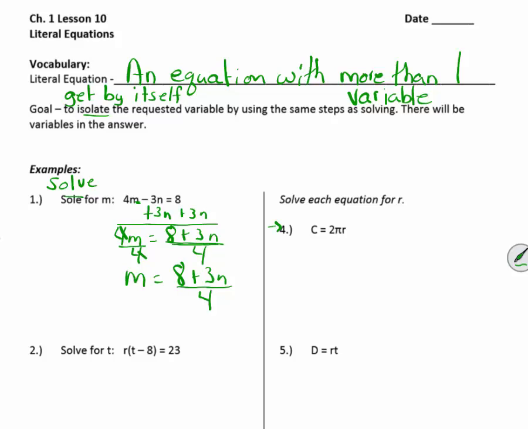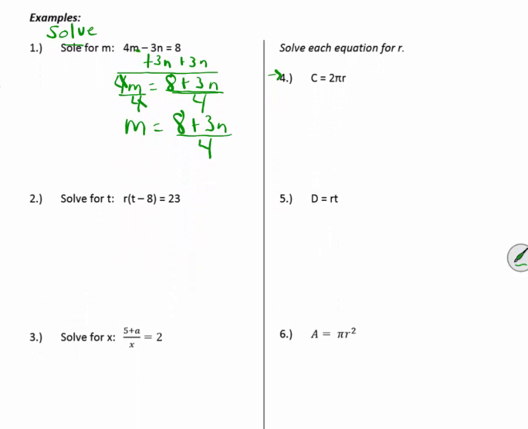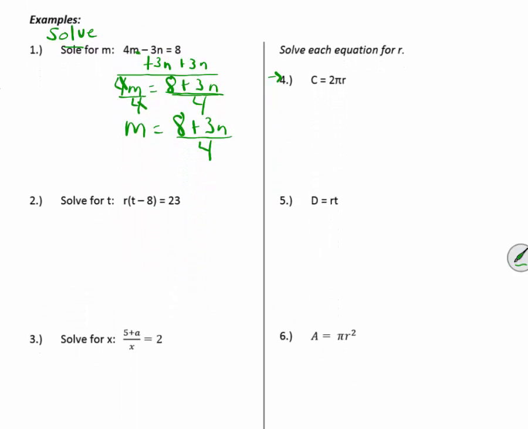So solve for t. So in this problem, we have r being multiplied by t minus 8. And since this is in parentheses, normally I would say we have to do our distributive. But there's a little easier way. I can actually divide by the r first, because that's one of the variables I need to move. So that's going to leave me with t minus 8 equals 23 over r.